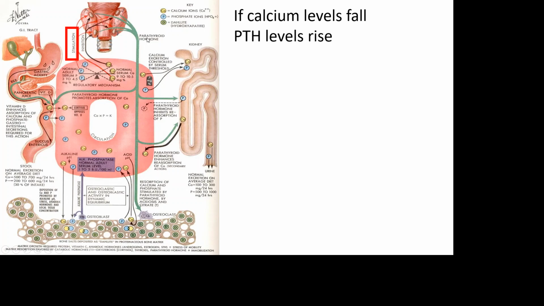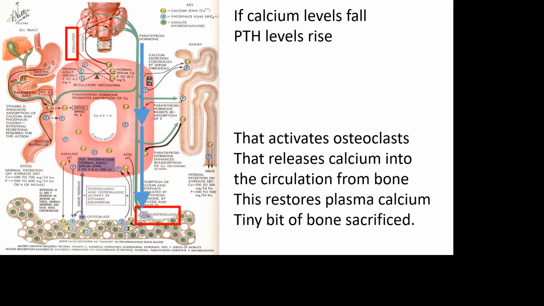the osteoclasts. Now, supposing for whatever reason your plasma calcium starts to fall because you haven't got enough in your diet, you will then have a low plasma calcium, and that's detected by the parathyroid glands that will be stimulated to release the hormone PTH. And the PTH levels will rise, and they'll go to your osteoclasts and activate them, and the activated osteoclasts will release plasma calcium into the blood and increase it back to normal. So a tiny bit of bone will be sacrificed here to normalize the plasma calcium.